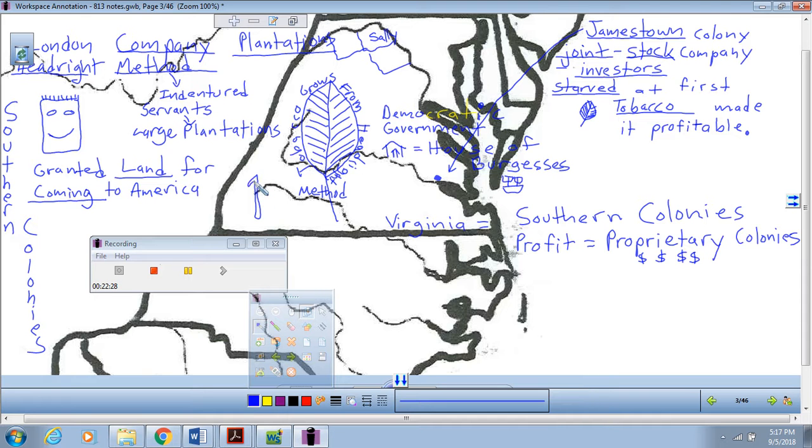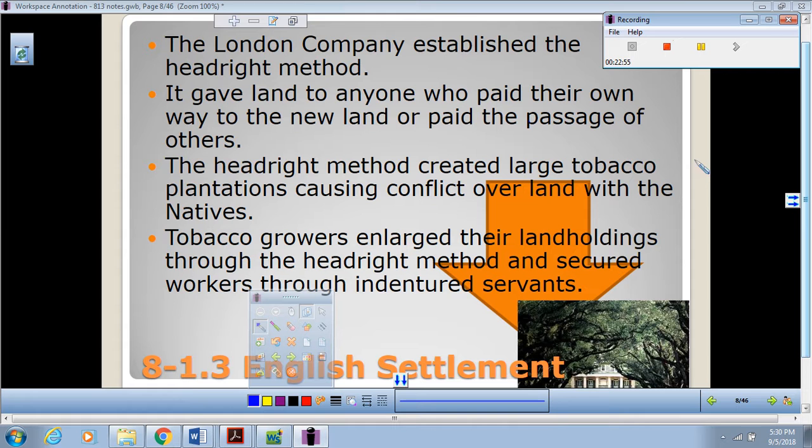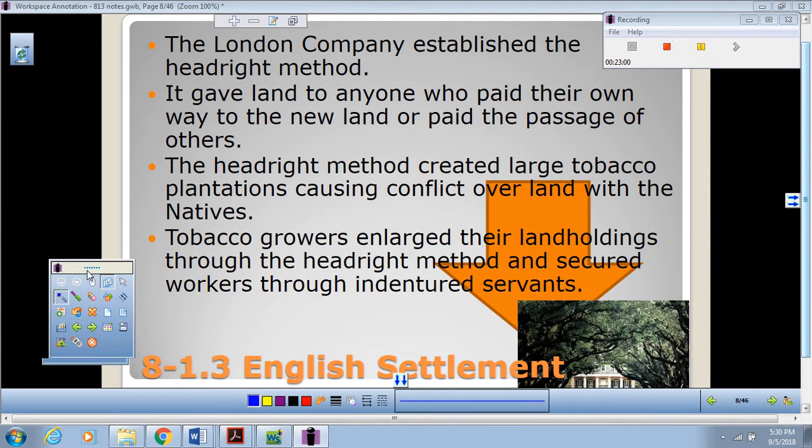Once again, let's put a 1 here because Virginia was the first English colony in the New World as well. Virginia was the first English colony in the New World, and of course we know what city was the first successful settlement in South Carolina. Yes, Charleston. Let's look at the PowerPoint here and go over some things that have already been covered.